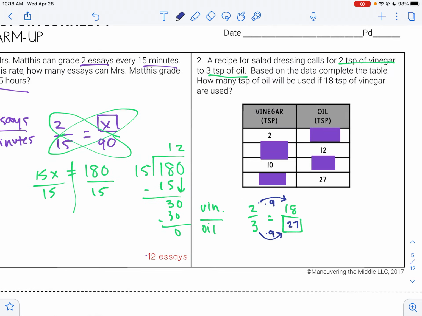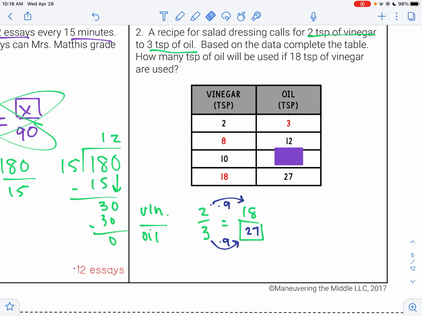And the first one, 2 teaspoons of vinegar to 3 oil. The next one is 8 teaspoons of vinegar to 12. And then the last one is 10 to 15. So you can solve these by doing exactly what we just did, by setting up a proportion and then solving from there. Hopefully you filled out the table correctly. If not, again, go over your work, maybe see what you did wrong.